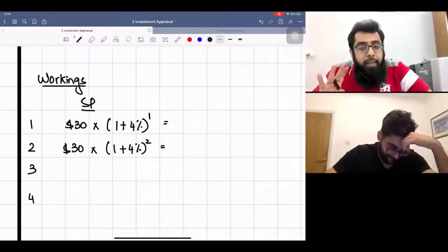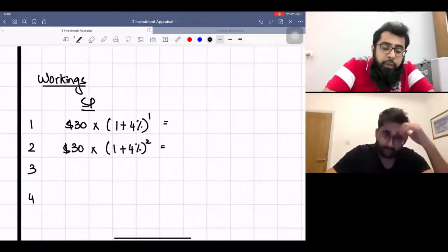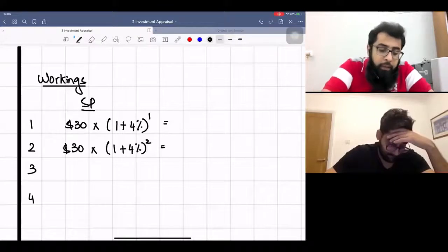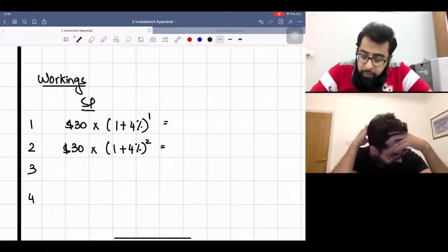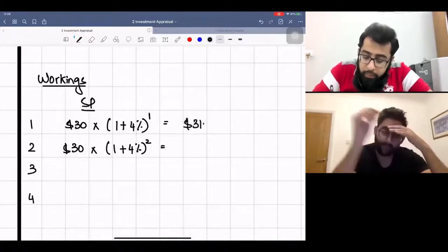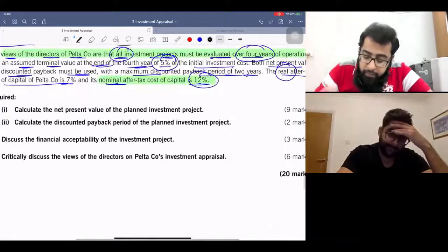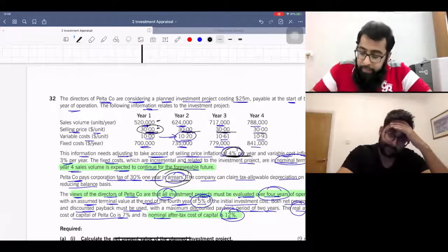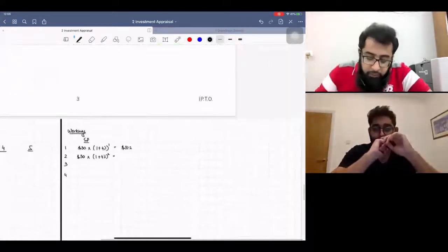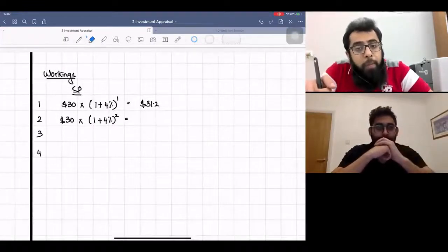Now, there are 2 methods of doing this. For example, you can simply do 30 into 1.04, so this will give me 31.2. In selling price, as each year the selling price is 30, 30, 30, 30, you can do it this way also, where you inflate it each year, like 31.2 into 1.04.